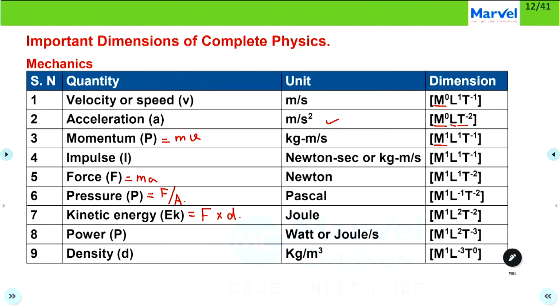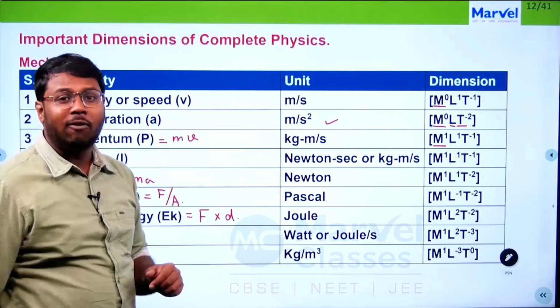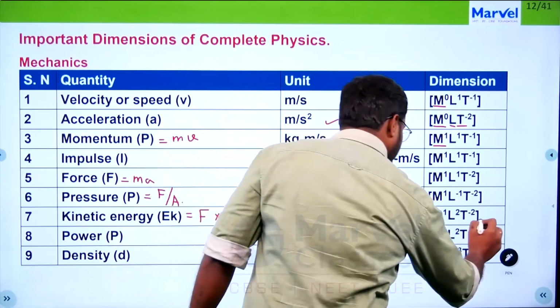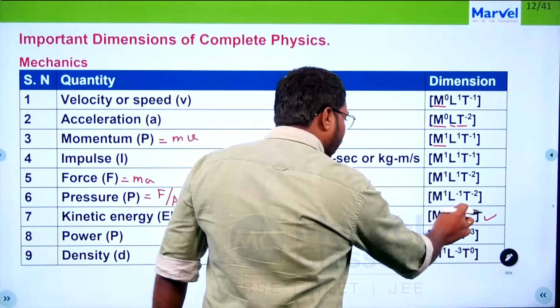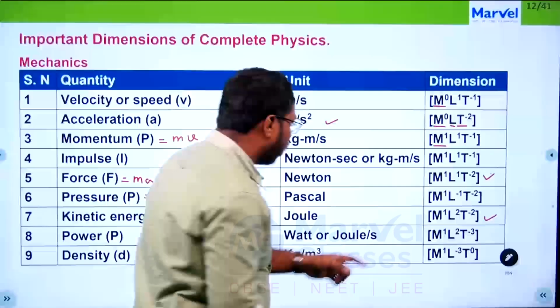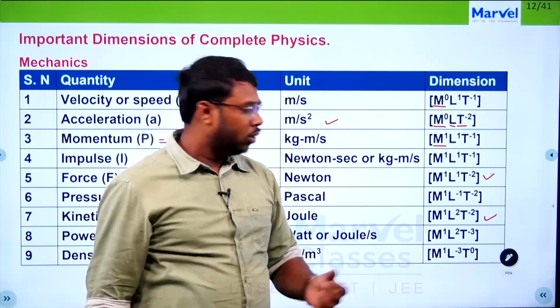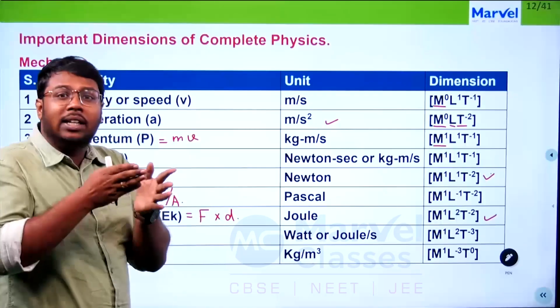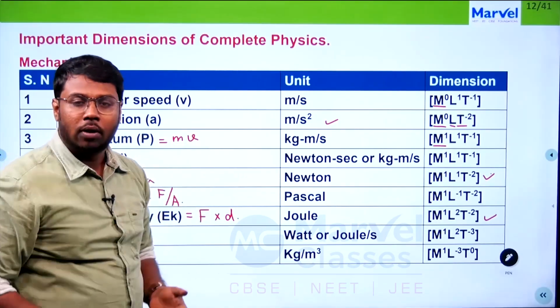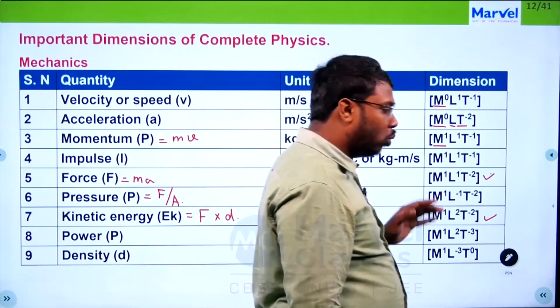Again, what will I do? I already know what is the expression for the force. It is M L power 1 T power minus 2. To that, I will just multiply a length quantity, which is your displacement. So it becomes M power 1, L power 2, T power minus 2. You see these two things. The only difference is the 2 to the power over the L. That is because you are multiplying the displacement, the length quantity, to the force. We already know the dimension for the force. So this is how easily we do these things.